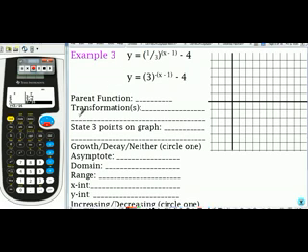Alright, here we have another example. Y equals 1/3 raised to the x minus 1 minus 4. So I got some transformations going in here. My parent function is y equals 1/3 to the x. So what has happened? We went down 4.